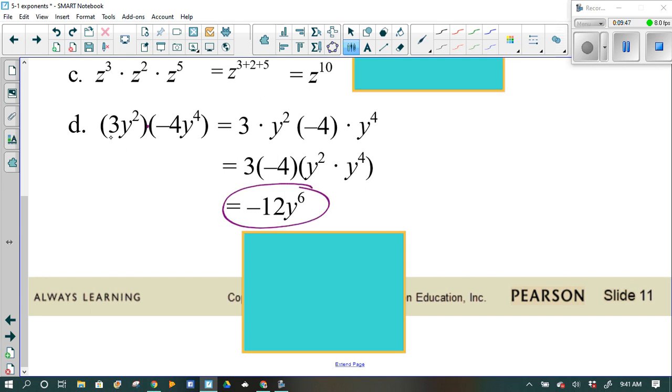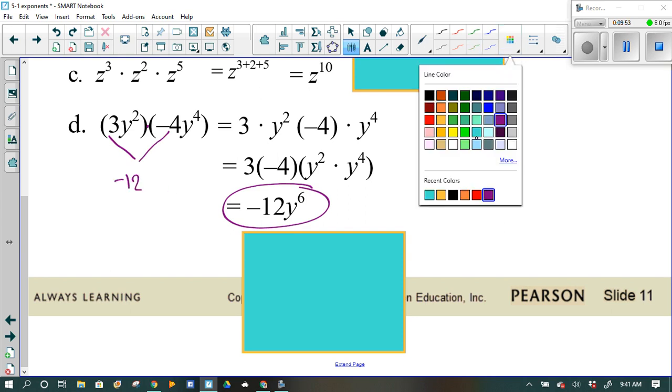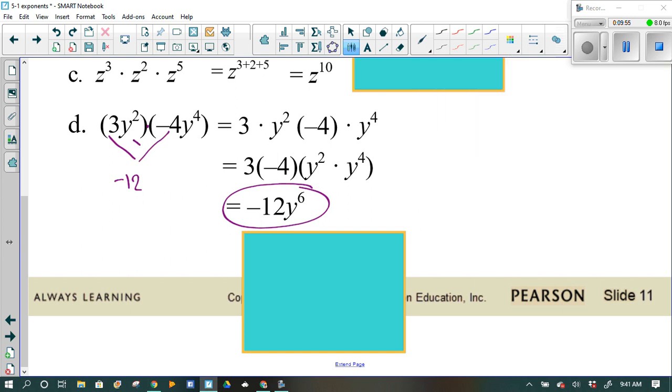So looking up here, 3 times -4 is -12. Y squared times y to the 4th, so 2 plus 4 is 6. So that is how you can look at it, okay?